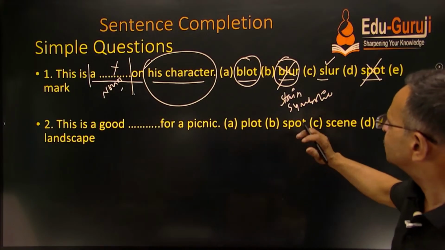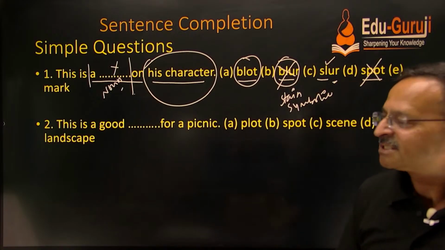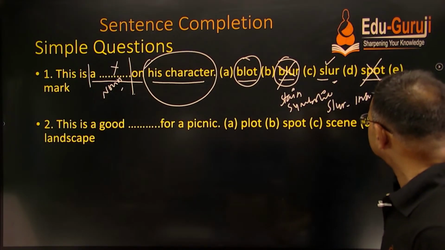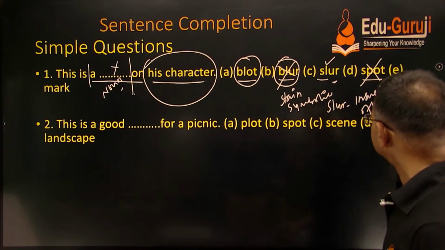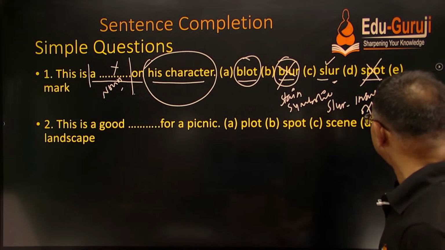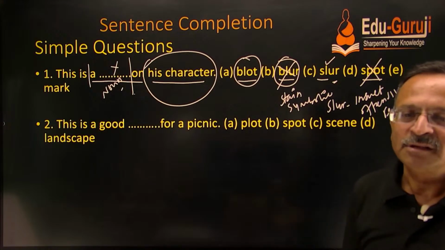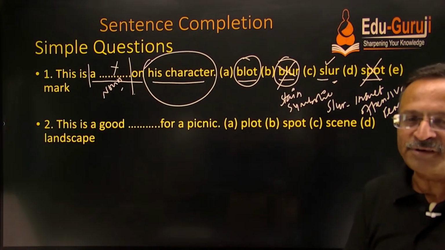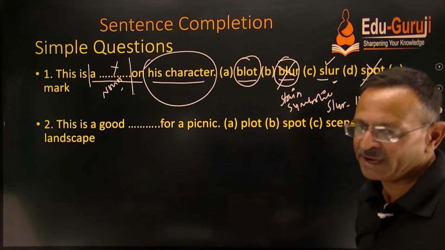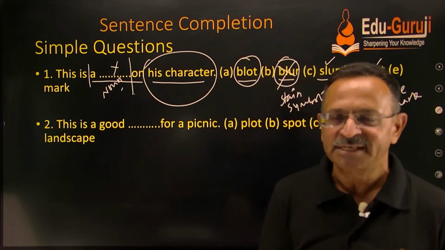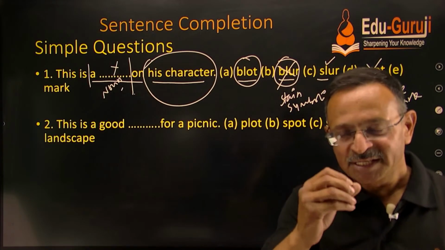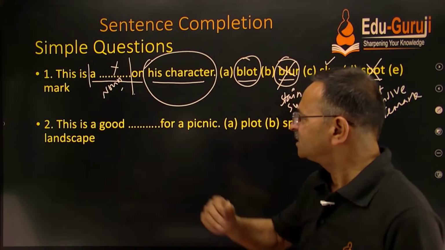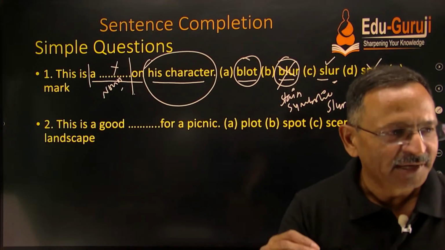So now we have one option, that is slur. What does slur mean? Slur means to insult. It means insult or something we call an offensive remark. Now, can we make a meaning out of it? Of course. Now see, this is a slur on his character, so the meaning would come as, this is an insult on his character. That would be the correct meaning. So I hope this is pretty clear to you.